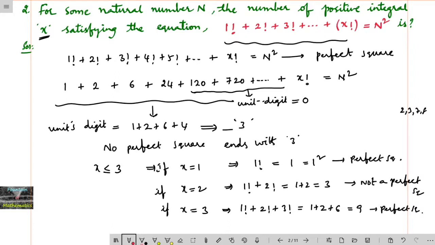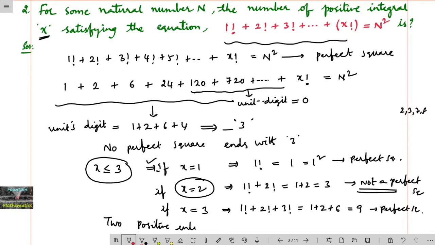So what can we conclude now? The possibilities are x less than or equal to 3, but among these 3 possibilities, one is not possible. For x equal to 2, you are not getting a perfect square. So we can consider x equal to 1 and x equal to 3. So we can say there are only 2 positive integral values of x. Okay, right?